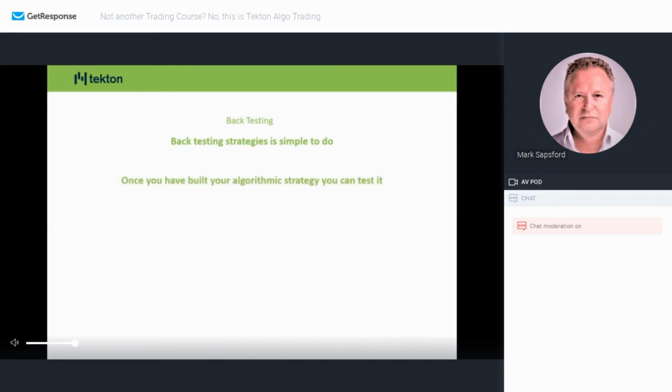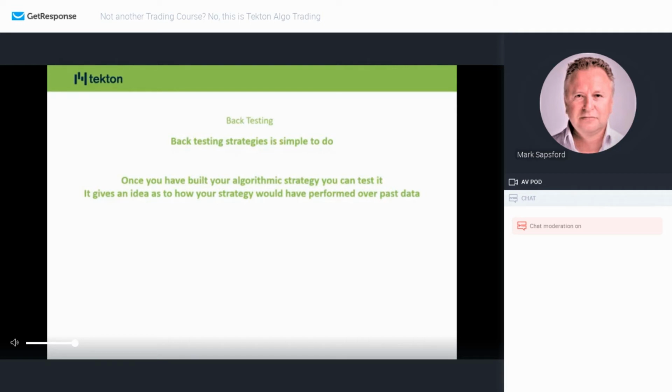Once you have built your algorithmic trading strategy, you are able to test it. It will give you an idea as to how your strategy would have performed over past data. Now, we have data on most instruments going back up to 3 years. The idea of testing is not to guarantee future performance, but to give you an idea of past performance had your strategy been running during that time.